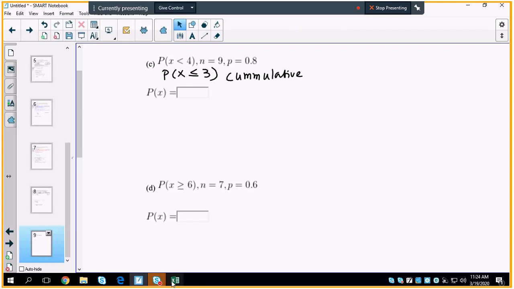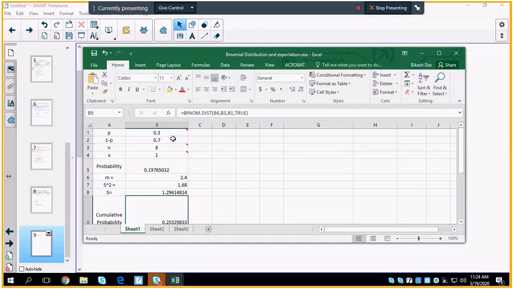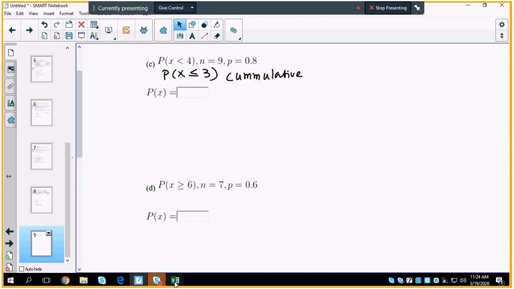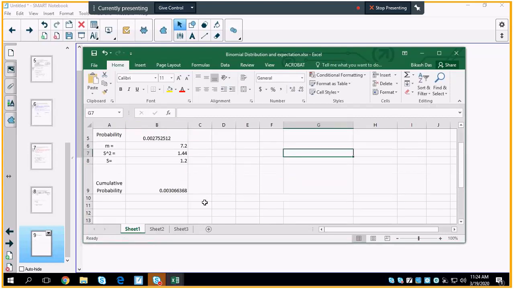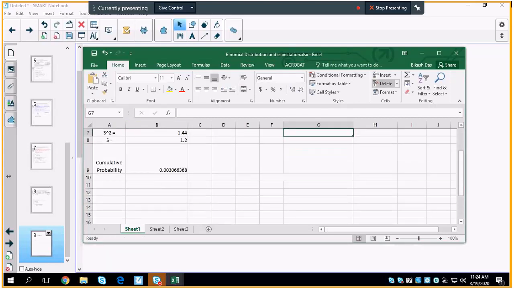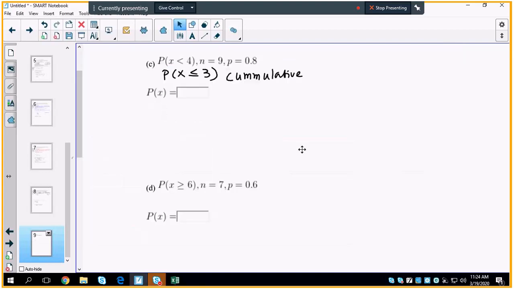So let's go ahead. 0.8, N equal to 9. And as we have talked about, X should be the number of successes, which should be 3. And then I use the cumulative probability. And I get 0.0031 rounded to 4 decimal places. 0.0031. The final one is probability of X greater than or equal to 6.